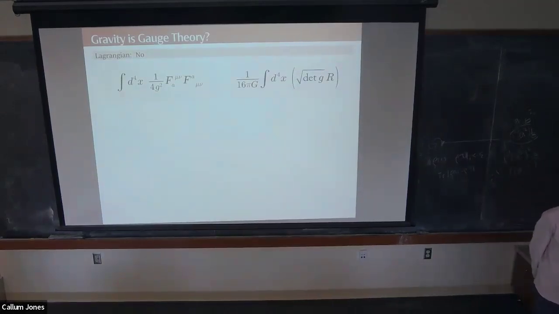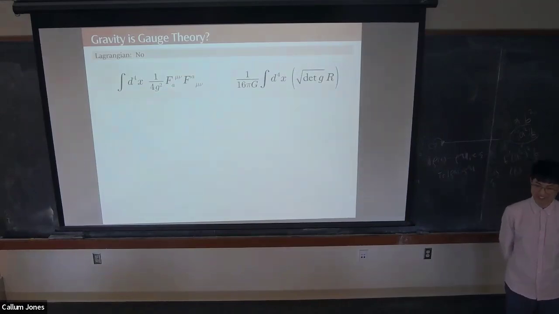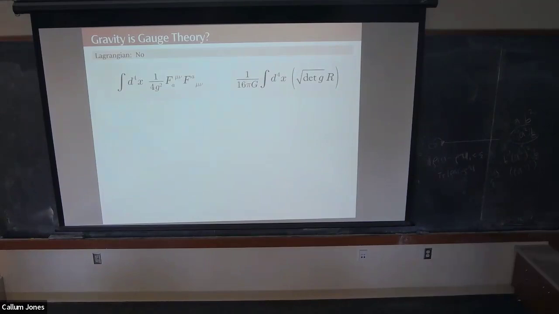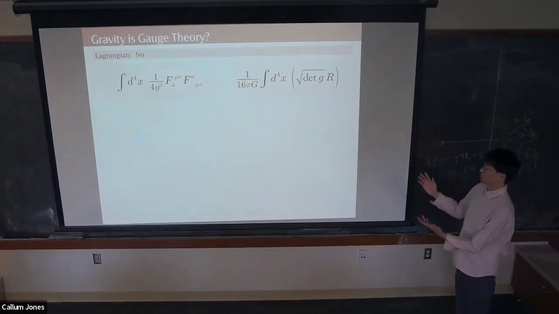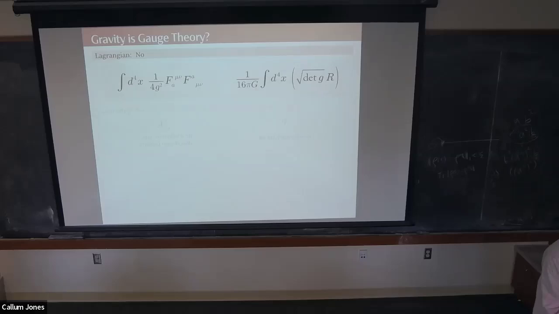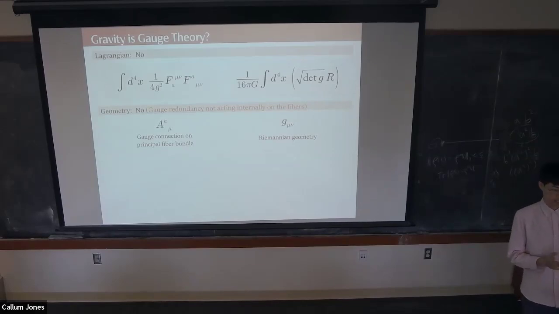So people say gravity is a gauge theory, but actually, if you really think about it, there are some subtleties. For instance, if you think in terms of the Lagrangian, I'm taking the Euclidean signature here, the Lagrangian looks very different. And mathematically, gravity is a gauge theory in the sense that it involves a gauge redundancy, which is the diffeomorphism redundancy.